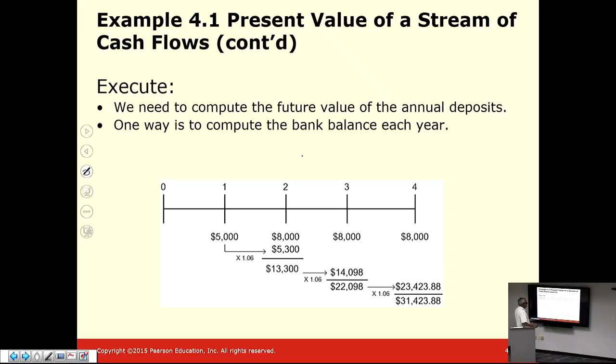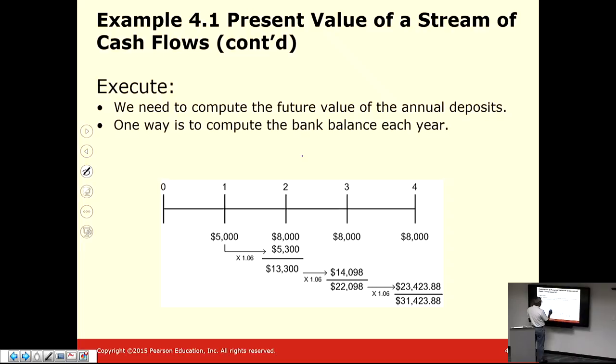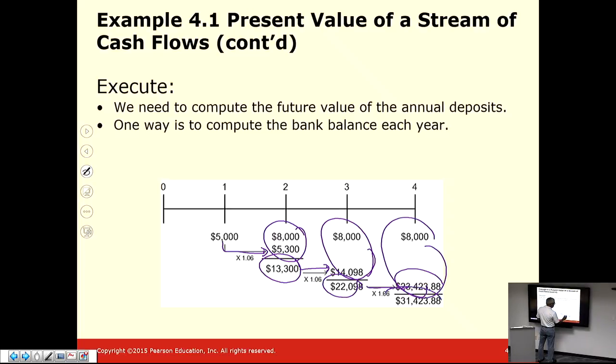One of the ways in which we can do this is exactly like we did before, which is take the 5,000, grow it by 1 year, add these 2 up, take that, grow it by 1 year, add these 2 up, take this, grow it by 1 year, and then add these 2 up. So he would have 31,423 in his bank.